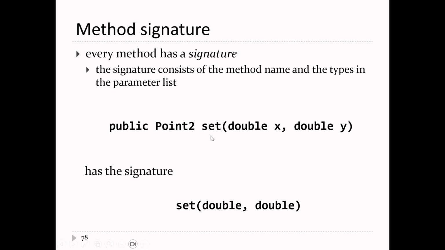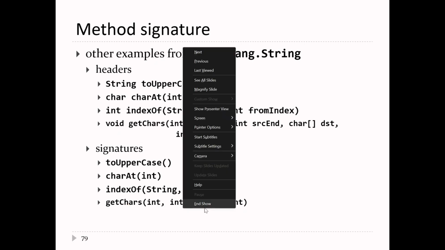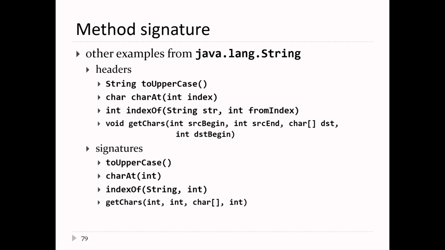So the signature of set is set double double. In the string class, you've got a method toUppercase that returns a string. The signature of toUppercase is just toUppercase. There's a method called getCars that takes in an int, an array of car, and an int. Its signature is getCars, int, array of car, int. So just the name of the method and the types of the parameters.